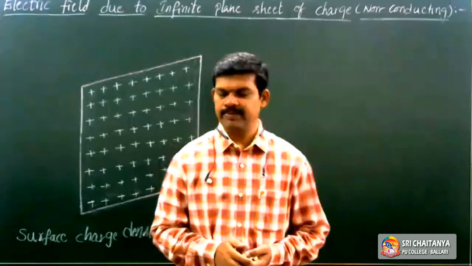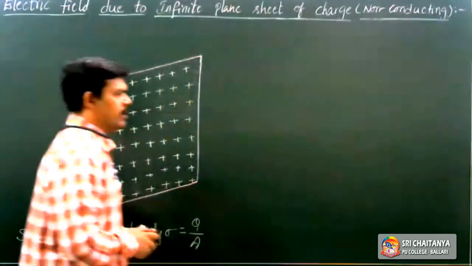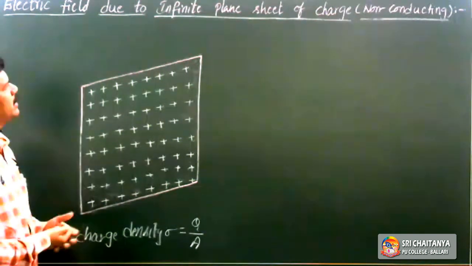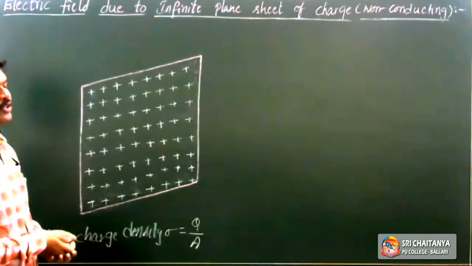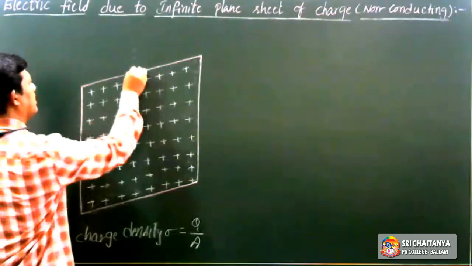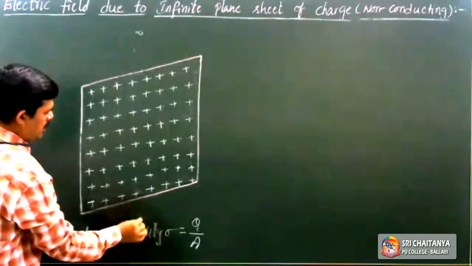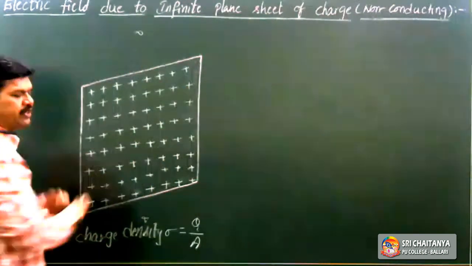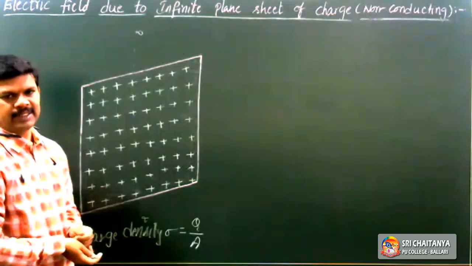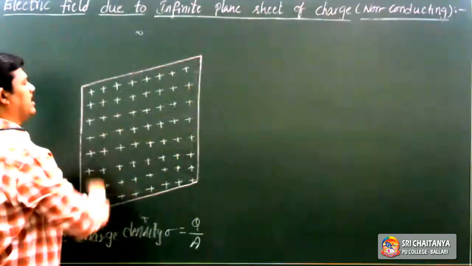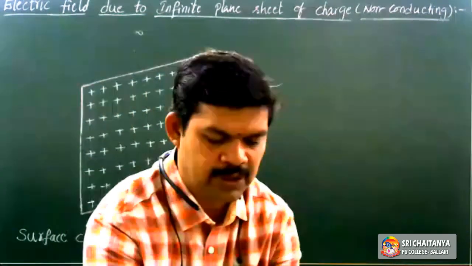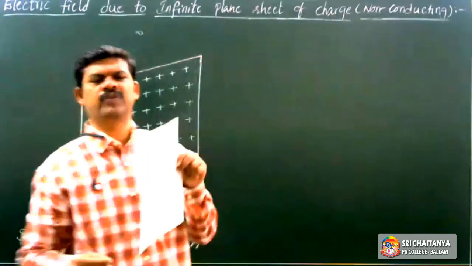Today's topic is electric field due to an infinite plane sheet of charge. Here, we have an infinite plane sheet of charge, which is non-conducting. This is a plane sheet of charge, like a paper, very thin.